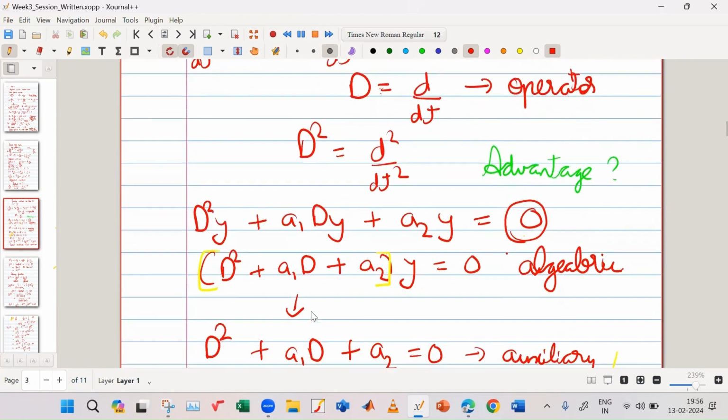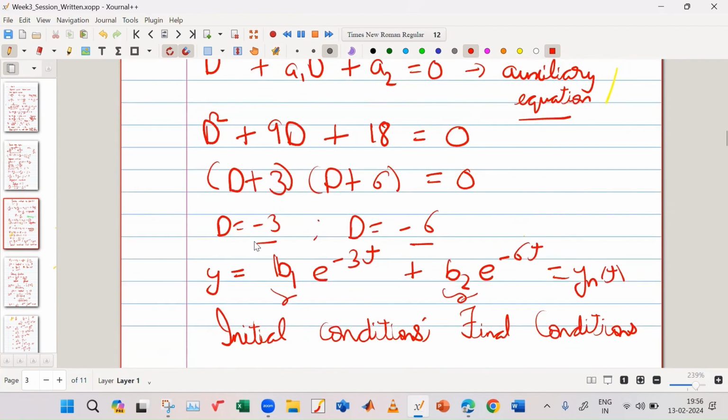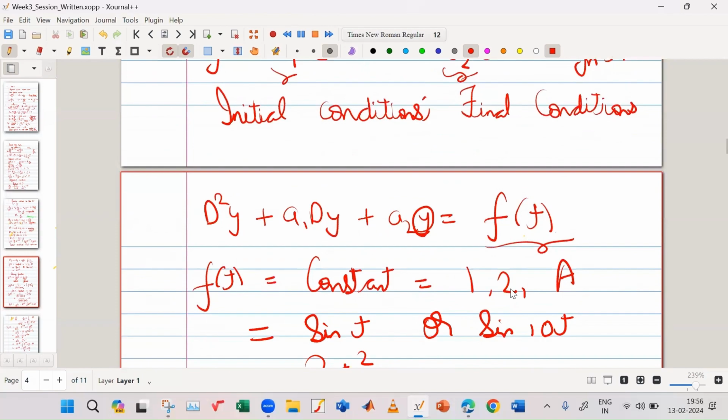That is your auxiliary equation. You solve that auxiliary equation and you will get the roots of it. And then you will write this solution. This solution is known as the natural response. So this b1 e raised to minus 3t plus b2 e raised to minus 6t. We just considered some random values.